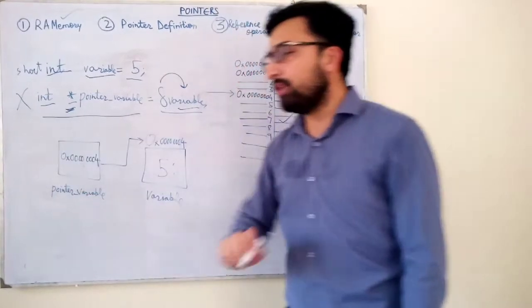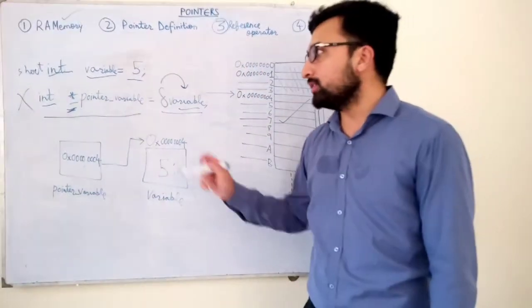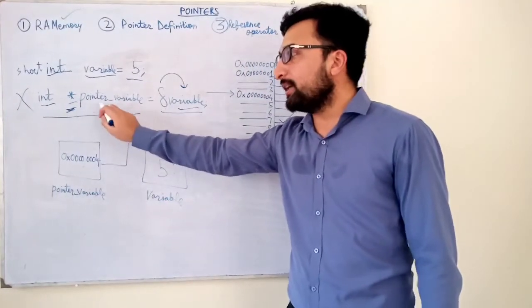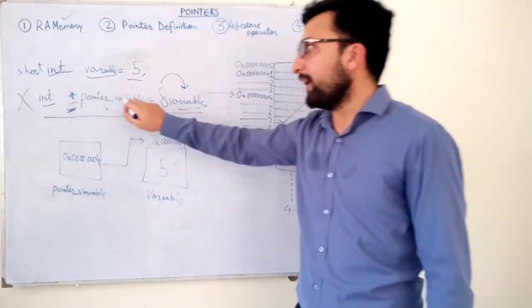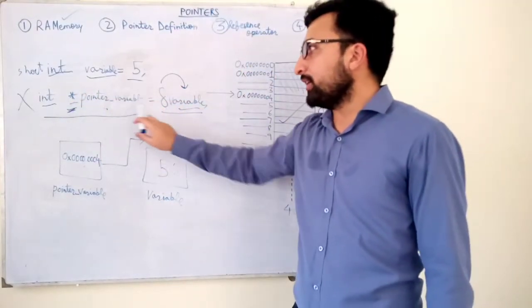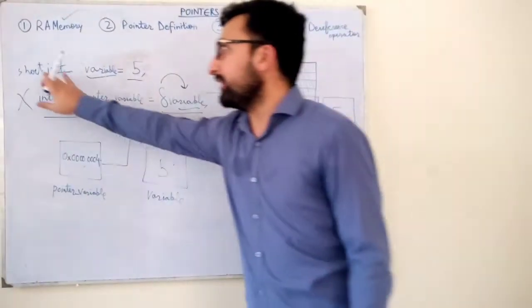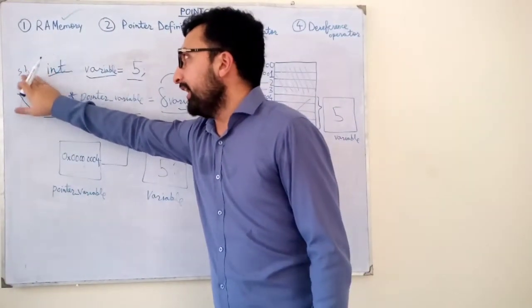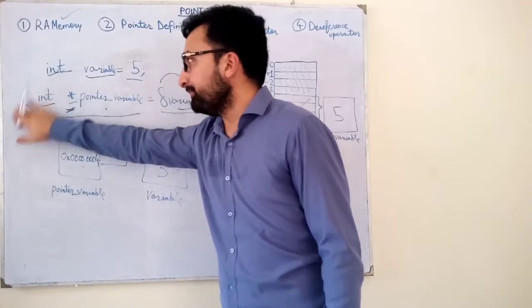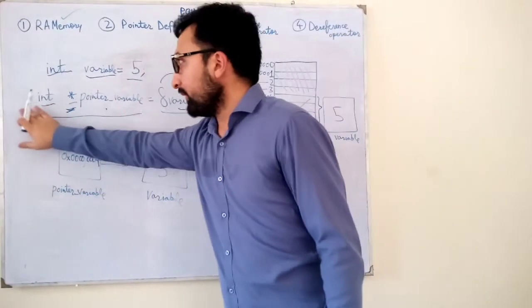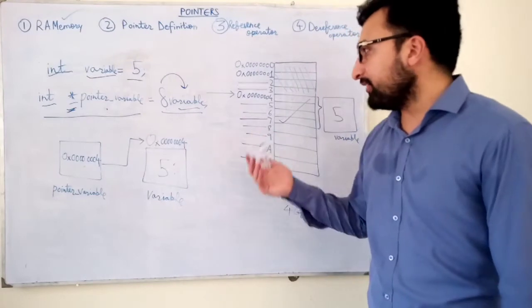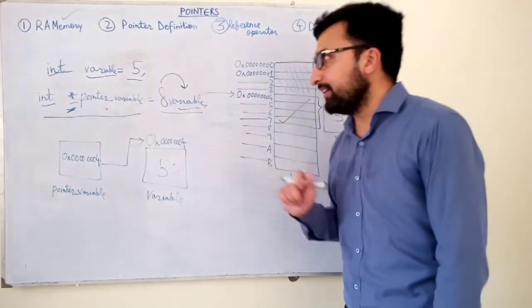This will be wrong. This will not be allowed by the compiler, because this particular pointer is a pointer to an integer. However, here we are making it a pointer to a short integer. So this will result in a wrong answer. And there is a reason for that, and that reason is explained now.